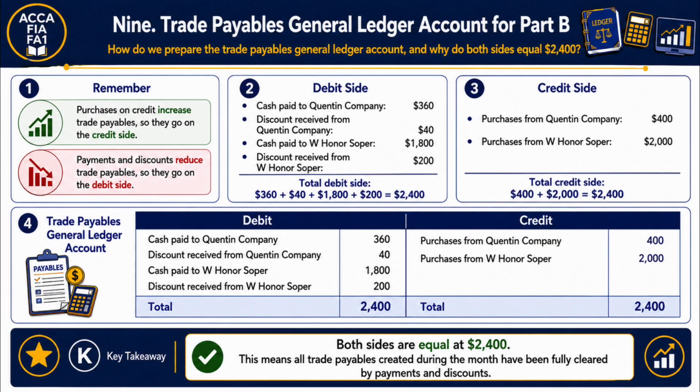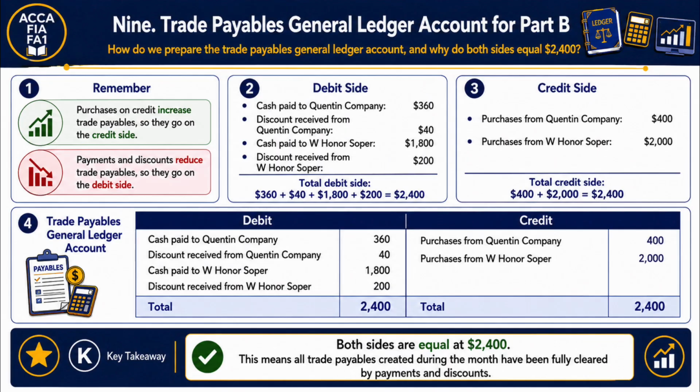9. Trade payables general ledger account for Part B. Now let us prepare the trade payables general ledger account. Remember, purchases on credit increase trade payables, so they go on the credit side. Payments and discounts reduce trade payables, so they go on the debit side. Debit side. Cash paid to Quentin Company, $360. Discount received from Quentin Company, $40. Cash paid to W. Honor Soper, $1,800. Discount received from W. Honor Soper, $200.